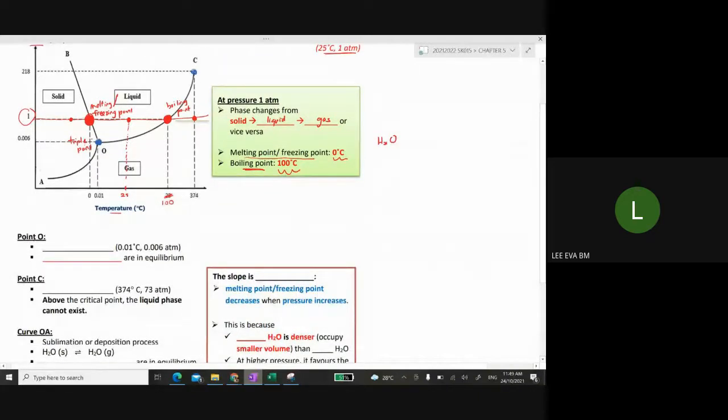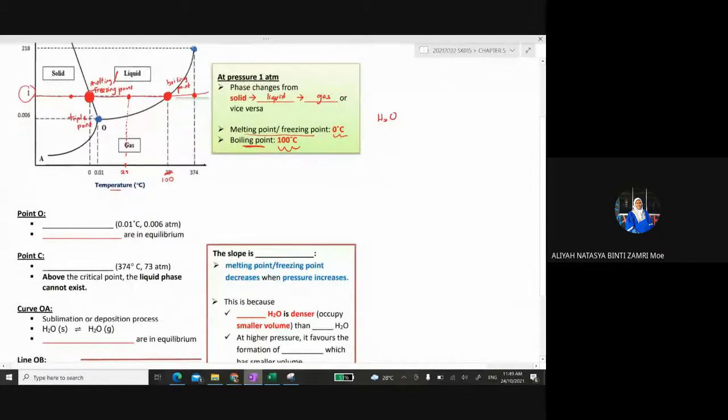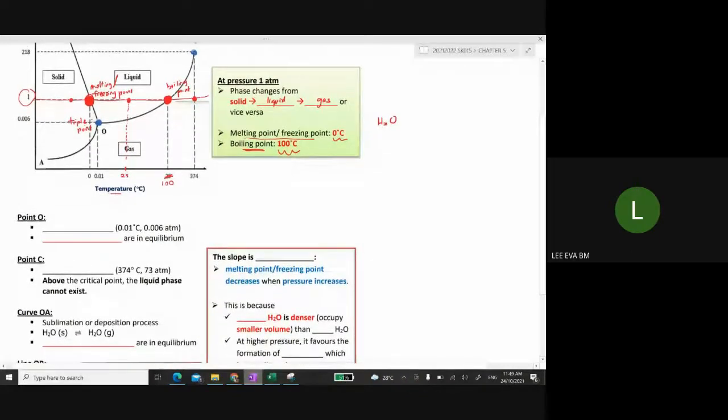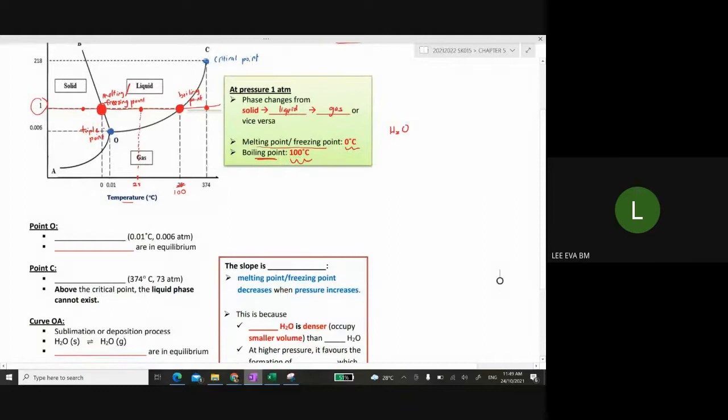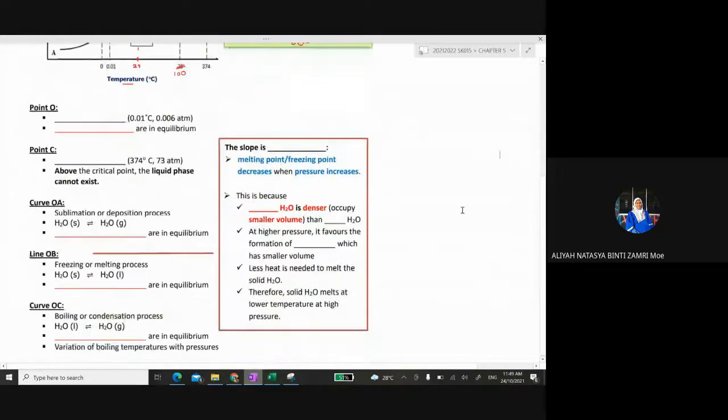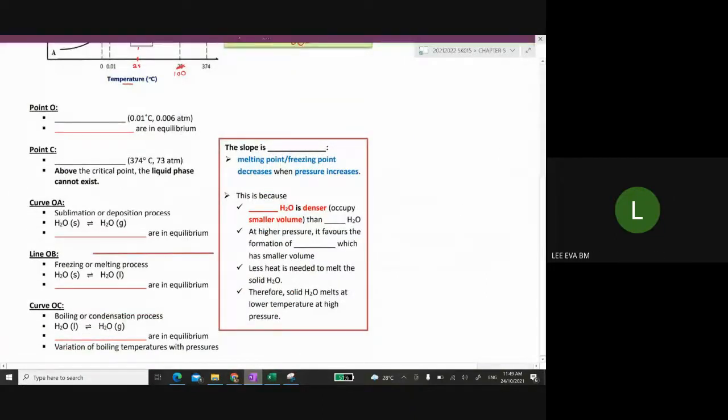And then point C. What is your point C? Critical point. Critical point. So we have 374 degrees Celsius, 73 atm. Okay, so over here we have our critical point. So the notes are almost the same, yeah? How about curve OA? Solid and gas. Solid and gas. So if you want to write the formulas, you can write solid H2O in equilibrium with vapor H2O.